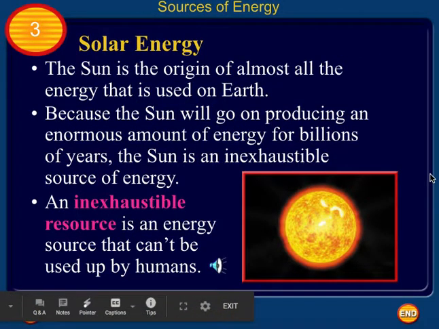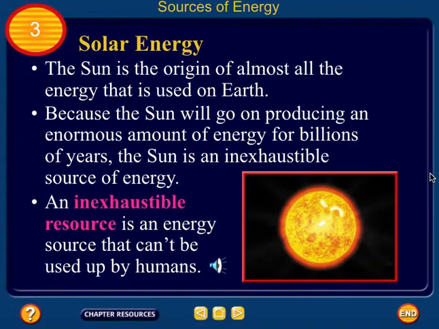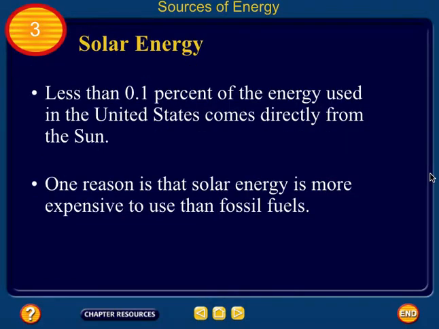Solar energy. The sun is the origin of almost all energy that is used on Earth. Because the sun will go on producing an enormous amount of energy for billions of years, the sun is an inexhaustible source of energy. An inexhaustible resource is an energy source that can't be used up by humans. Each day on Earth, the amount of solar energy that strikes the United States is more than the total amount of energy used by the entire country in a year.